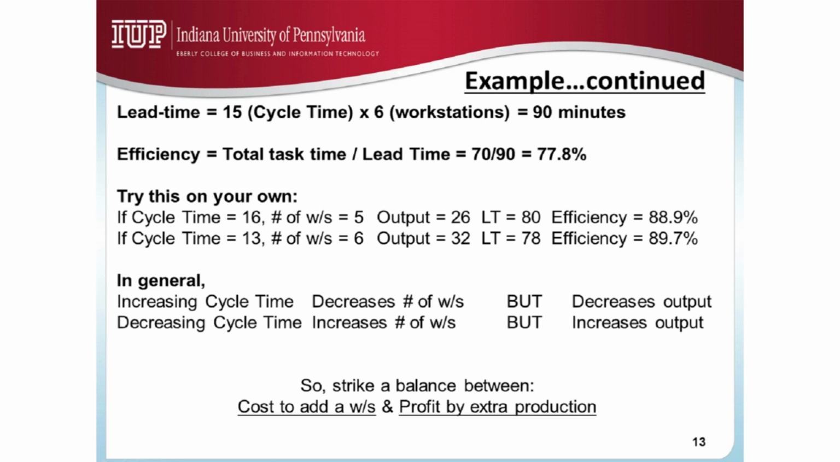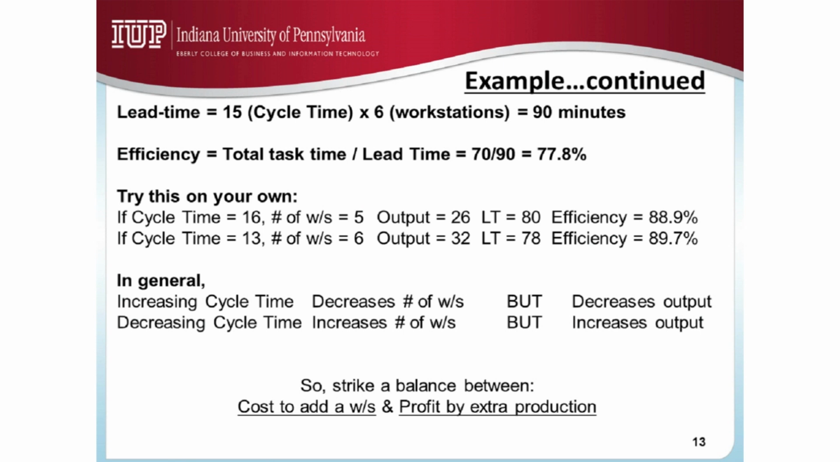Now, you may want to, as a manager, try out other options. The cycle time was 15. What if I change the cycle time to 16? I can go back and redo the assignment of tasks to different workstations. I want you to try that out on your own. It's a good practice. You will figure out that if you increase the cycle time in this example to 16, the number of workstations that you will need is only 5. So that's a big advantage. You have a smaller assembly line, less space, potentially fewer employees.